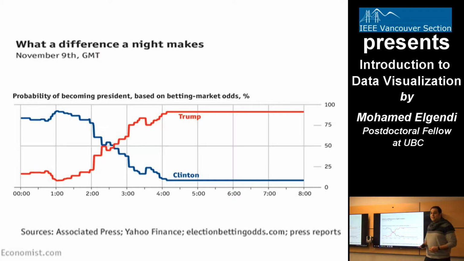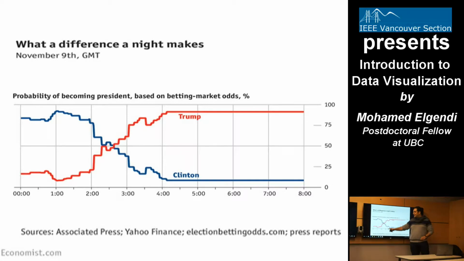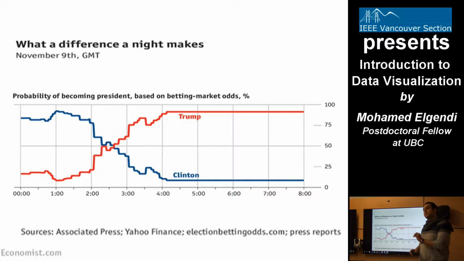That is arguably the most famous figure for 2016. And the reason is, can anybody tell me why it is arguably the most famous one? On the 9th of November, a candidate went from losing to winning within 2 hours. So what happened exactly within these 2 hours?